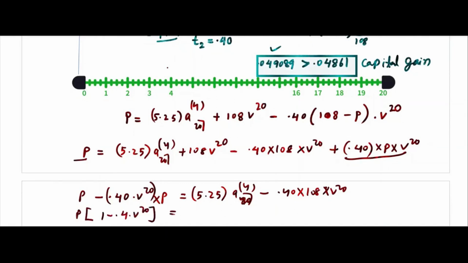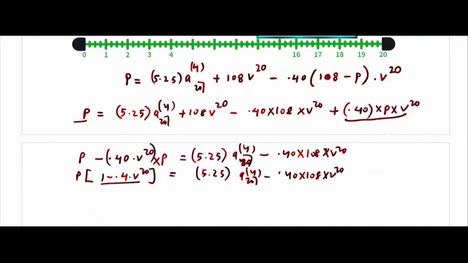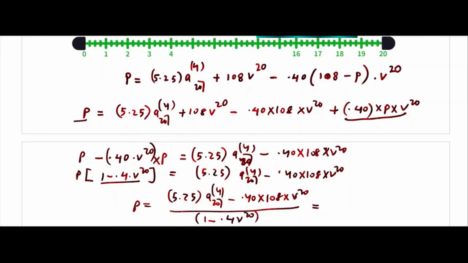This one is equal to, again you can copy, and once this is over, you bring this one to the right hand side. P will be equal to 5.25 A24 minus 0.40108 V20, divided by this 1 minus 0.4 V20. Everything you can see from the actual table, or you can use a calculator and you have to check the answer. That's all. So price here is 107 point.